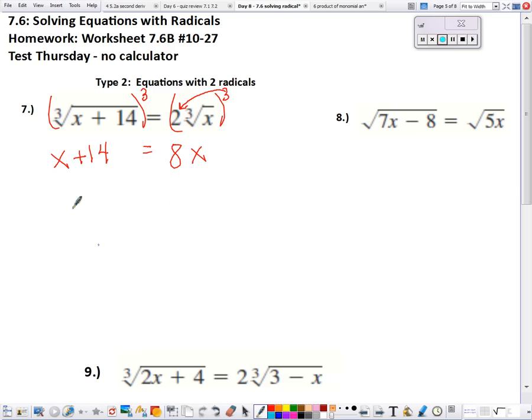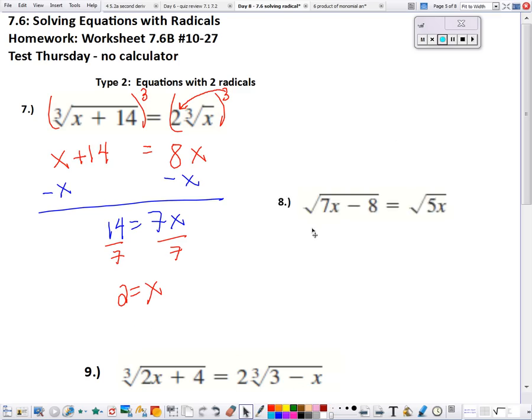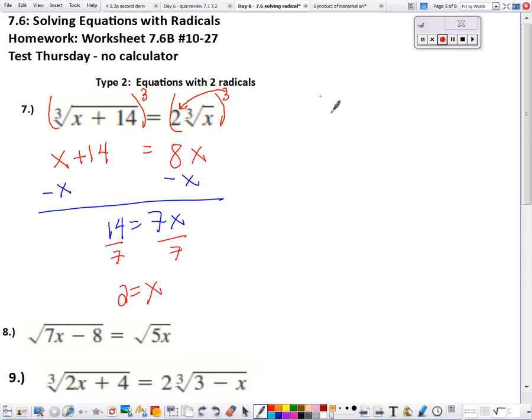And then I'm going to move my x's all on the same side. Divide by 7, and 2 equals x. Don't forget, you have to check to see if it's extraneous. I'm going to do my checking over here. The third root of 2 plus 14, does that equal 2 times the third root of 2?